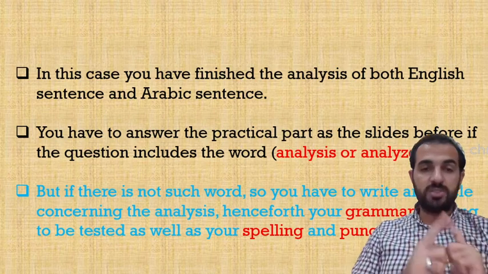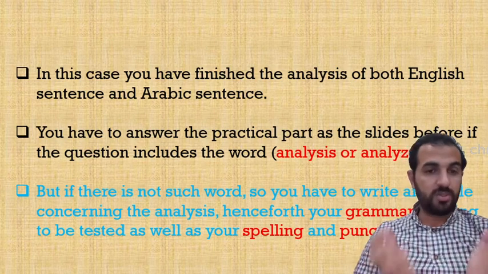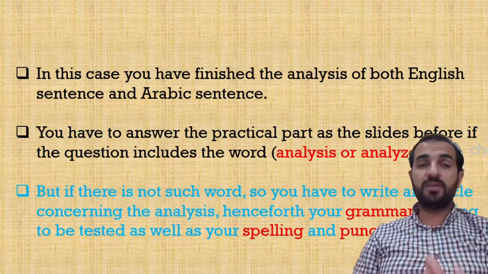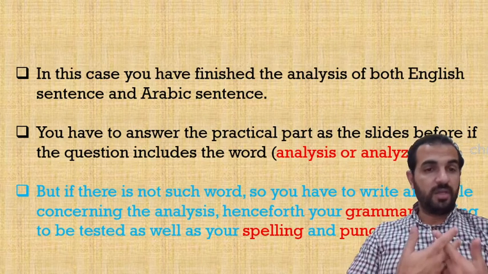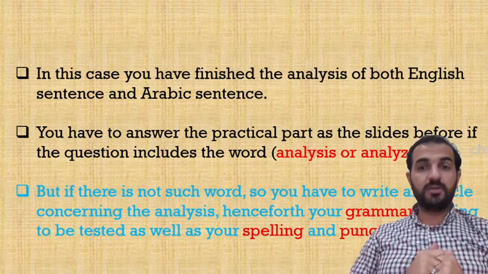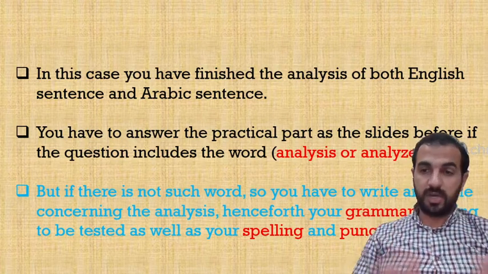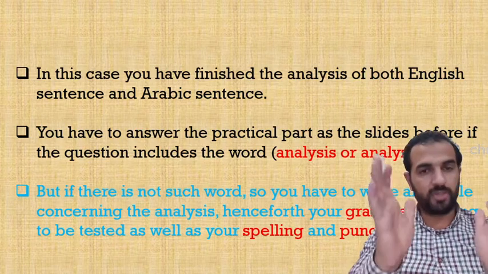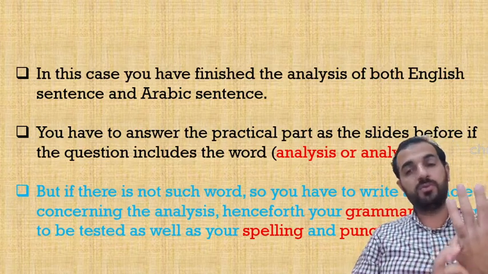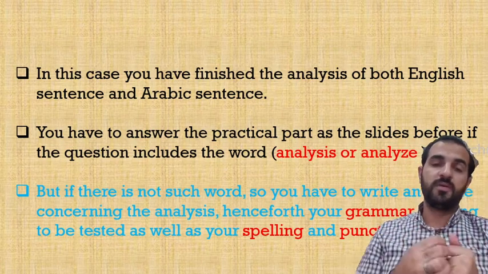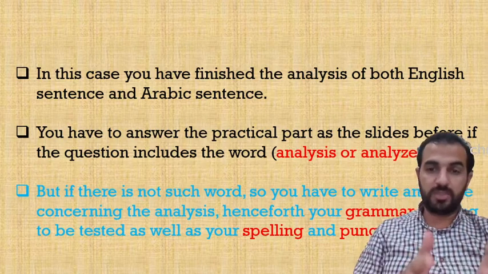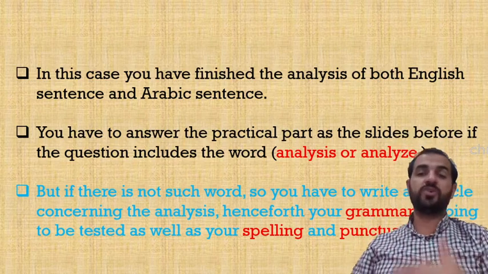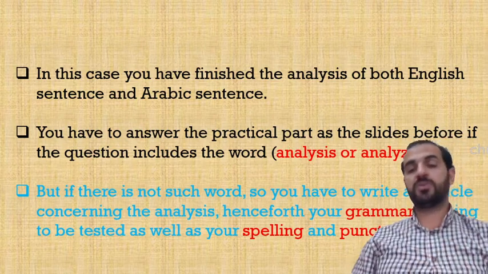Okay, but if there is no such words, so you have to write an article concerning the analysis. Henceforth, your grammar is going to be tested as well as your spelling and punctuation, and of course, the analysis itself. يعني إذا ما احتوى على هذه الكلمة، اللي هو analyze or analysis، أنتم لازم تكتبوا لي article تحللون بها المركب الفعلي بالعربي، تكتبونه يعني مو جدول نقاط 1 2 3، لا راح تكون article. هاي الارتكل راح تكون خاضعة للنحو والتنقيط والسبيلنج اللي هو الإملاء بالإضافة إلى التحليل الصحيح طبعا. فإذا تحليلكم صحيح، إملاءكم صحيح، الجرامر صحيح، فالأمور طيبة إن شاء الله. بينما إذا وجدت بالسؤال أنه analyze or analysis، فأنتم لازم تسووا لي الجدول أو التيبل.